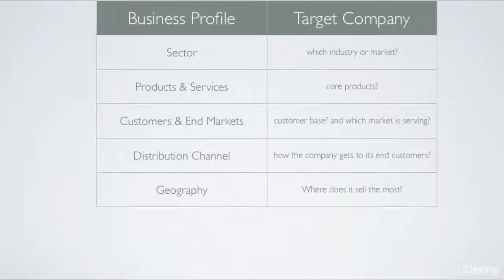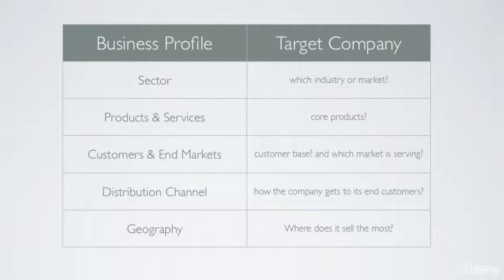Now, as for the first profile, the business profile, we want to look at the sector. Therefore, we want to know which industry or market our target company is serving. Then we want to know the main products and services it is selling. What are the customers and the end markets? In other words, what customer base our company has. The distribution channel, so how the company is getting to its customers, and also the geography. When it comes to geography, we want to know what's the main country that the company is serving. In other words, where the revenues are coming from.